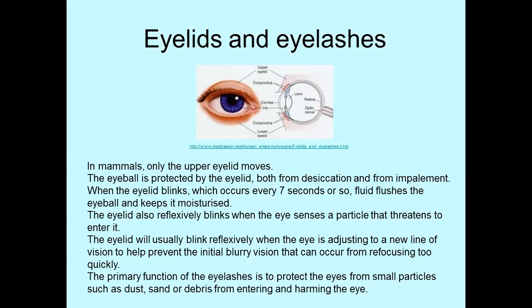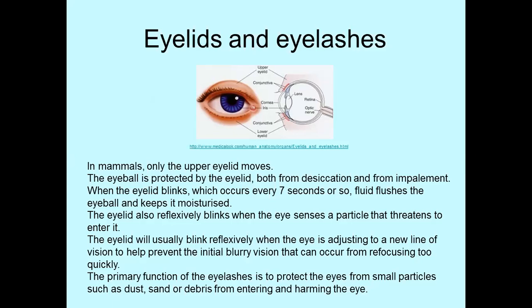And when the eyelid blinks, which is about every 7 seconds or so, it flushes tears over the eyeball and keeps it moisturized. The eyelid also blinks as a reflex when the eye senses a particle that is going to enter it. And you know that because if somebody threw a tennis ball at you, you'd blink.